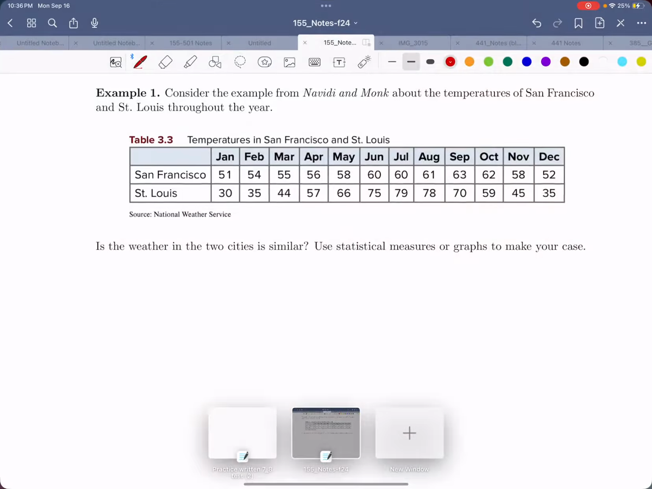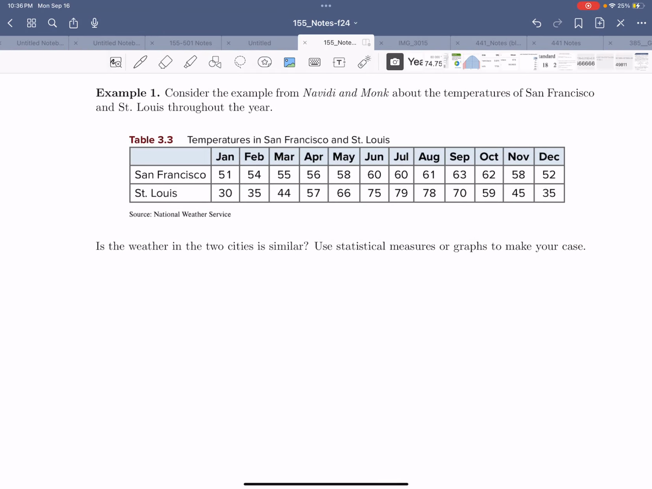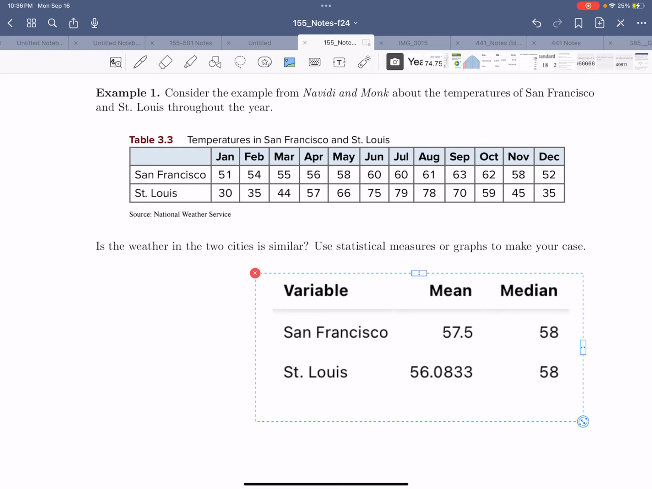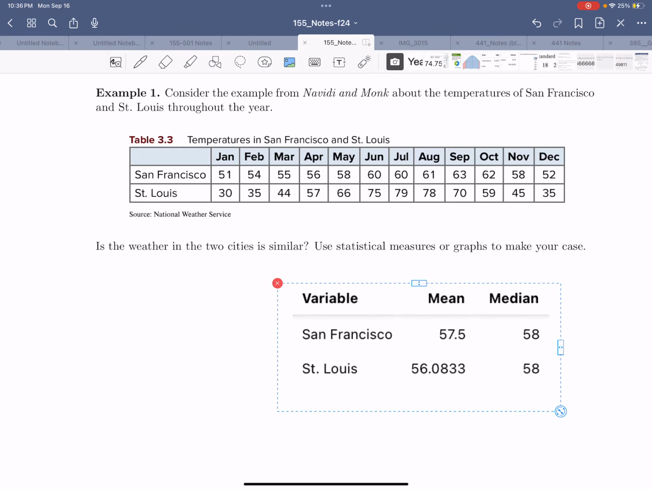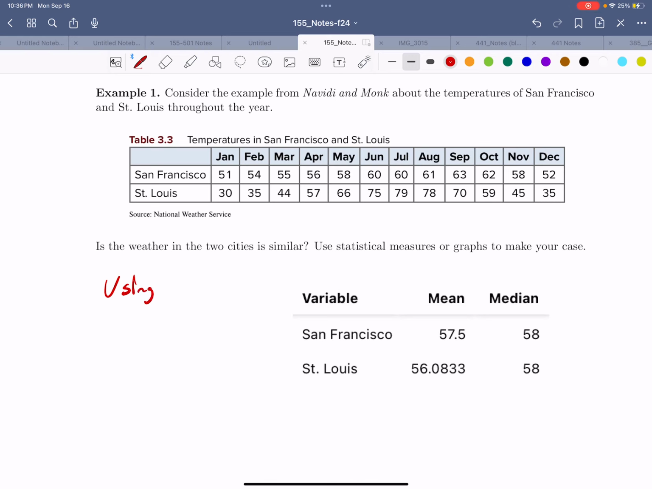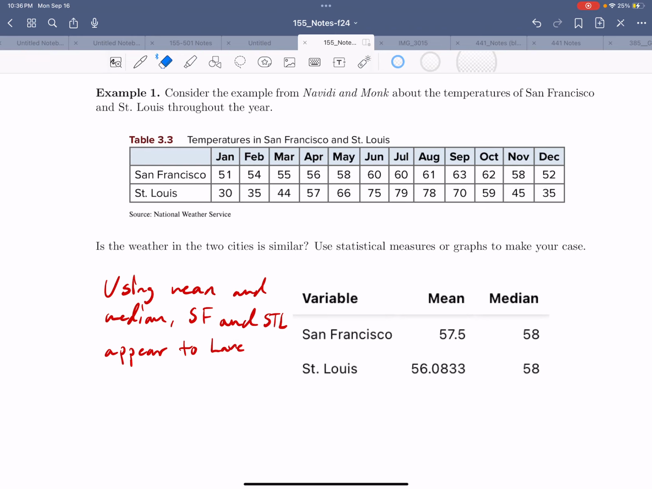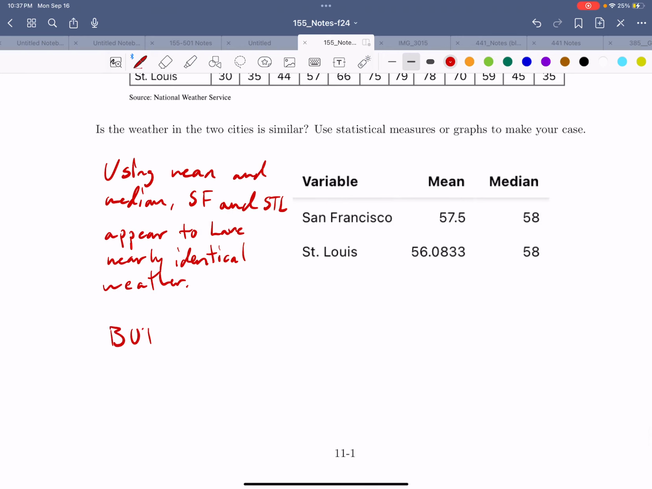So let's just get that picture in there. And I think it's safe to say that using mean and median, SF and STL appear to have nearly identical weather, right?